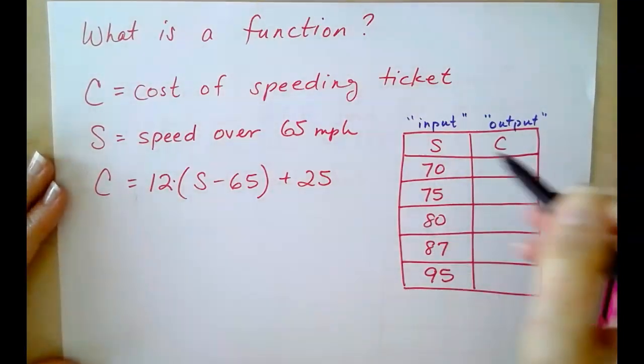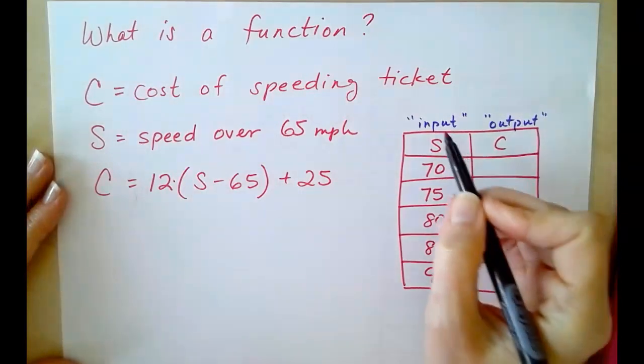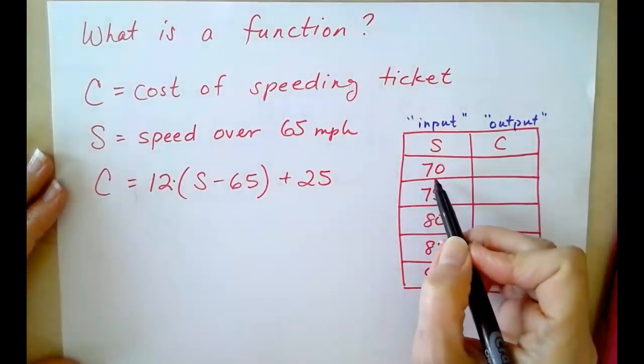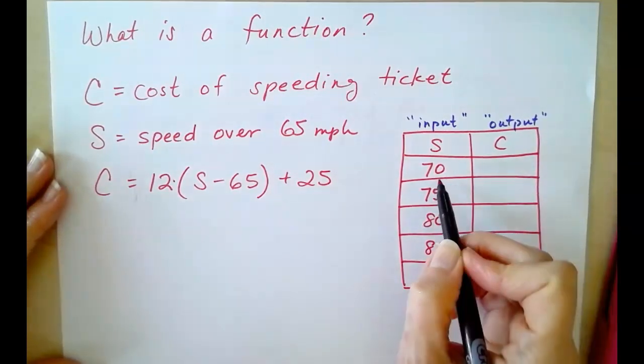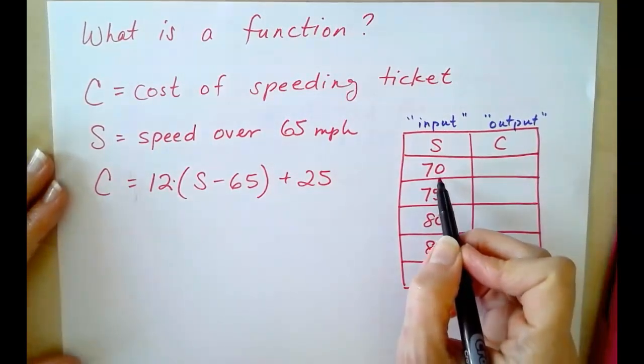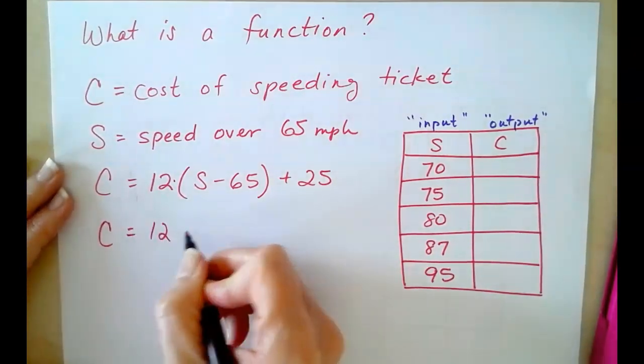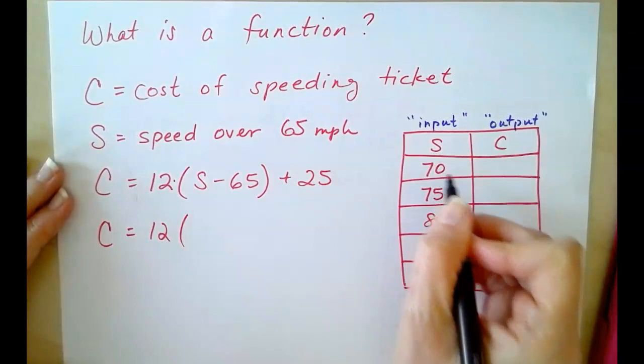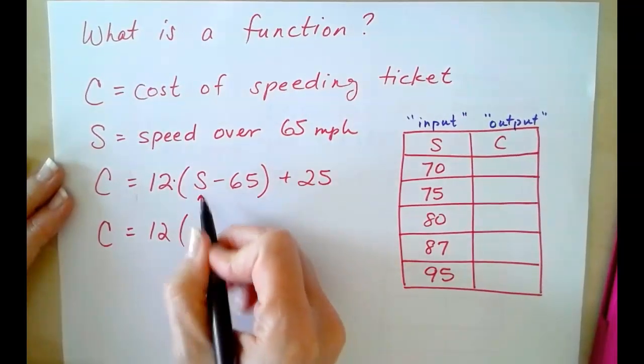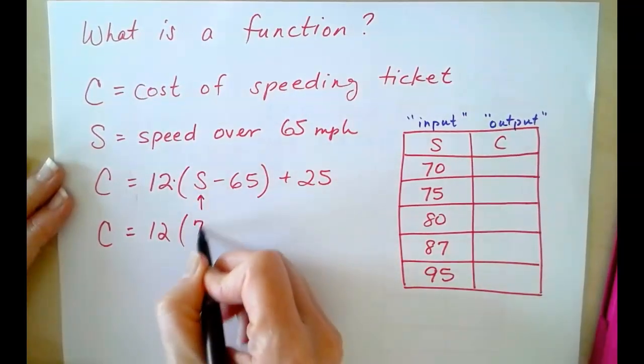So here is a chart I've constructed. We're going to take our input values and show that we only get one output value when we plug in 70. So let's do that here. C equals 12 times S, where S equals 70. So I'm plugging in, I'm substituting in 70 for S.